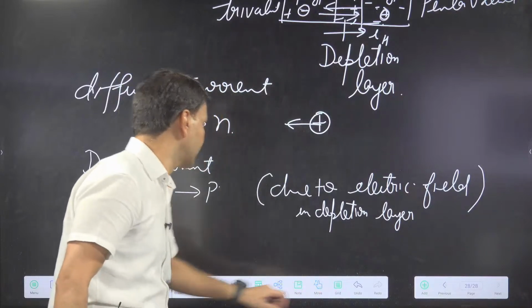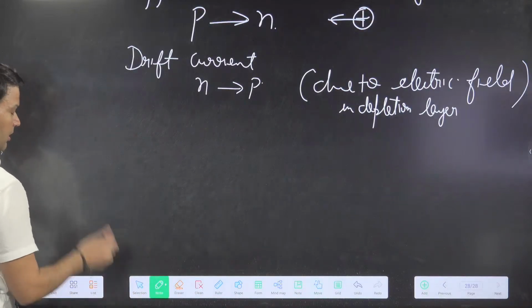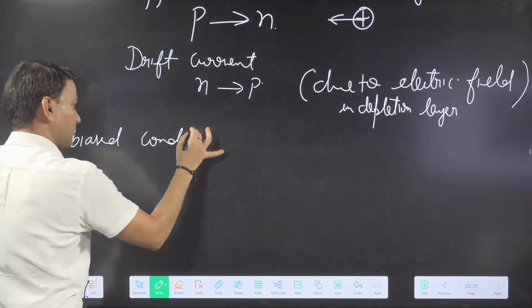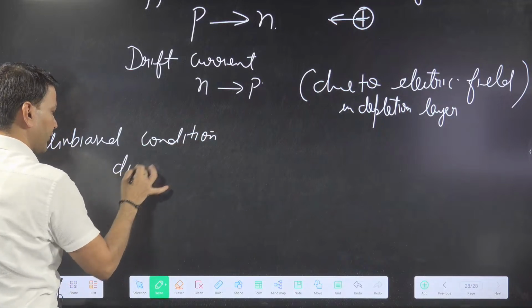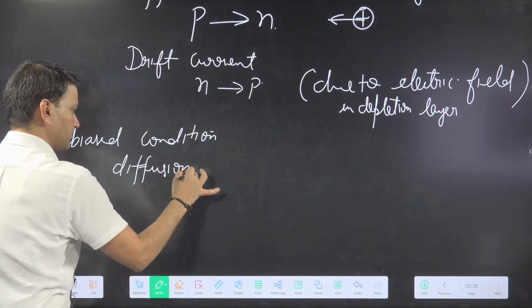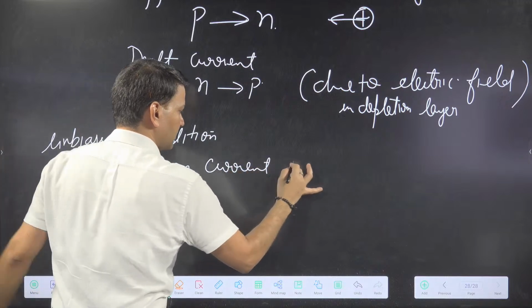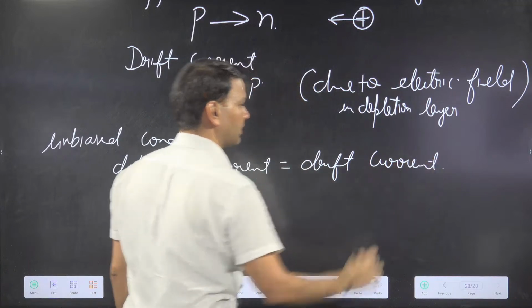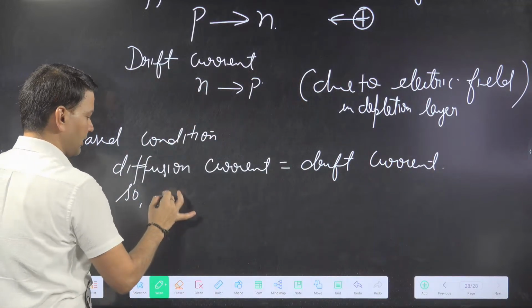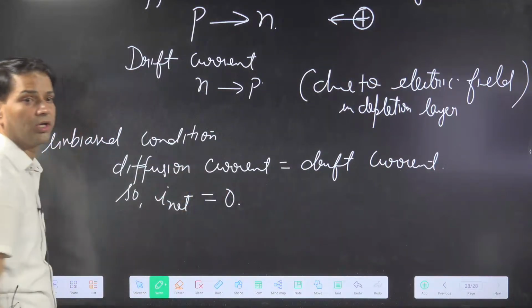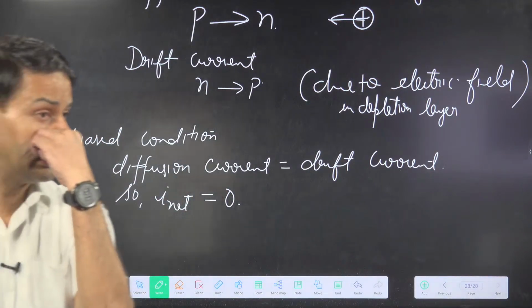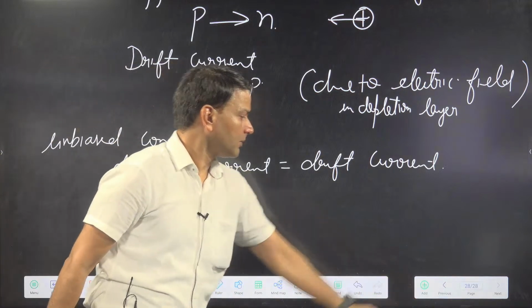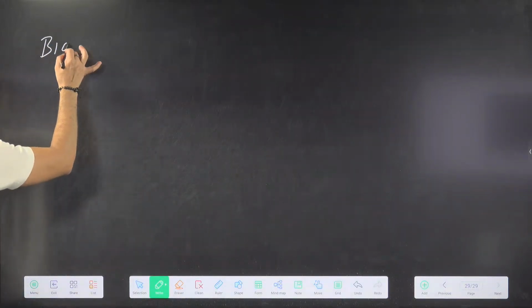Okay. So then we can say in unbiased condition, diffusion current is equal to drift current. So I net will be equal to 0. So no current will flow in unbiased condition. No current will be there in the diode. Okay. Now, biasing of the diode.